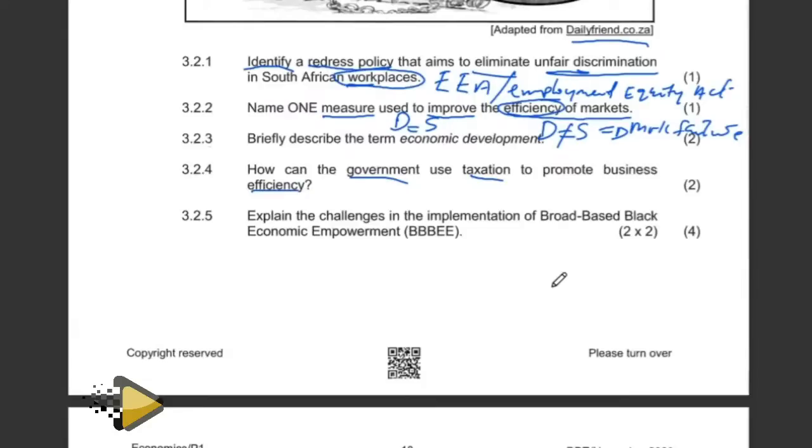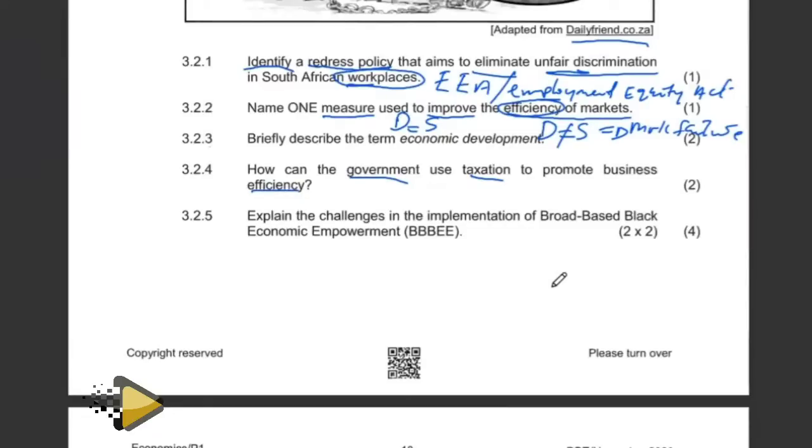Okay, right. So now let's move on, grade 12, to the next question, which is 3.2.5, and it reads as follows: explain the challenges in the implementation of broad-based Black economic empowerment. So I'm going to explain to you this broad-based Black economic empowerment. It is one of the acts that the ANC drafted in 1994 after it won the election.